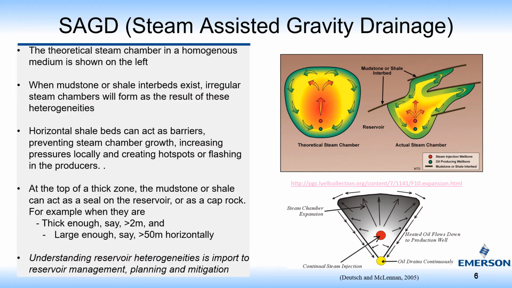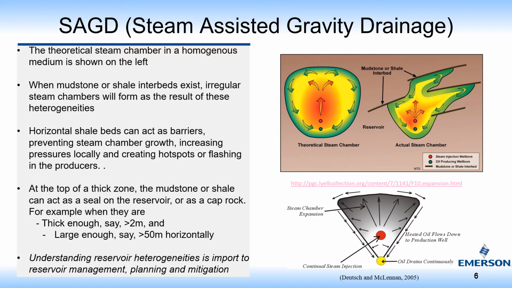Okay, so SAGD is steam-assisted gravity drainage. This may be a review for some people, but I want to point out some issues and how we're going to evaluate this. We have our theoretical steam chamber shown here in a homogeneous setting. That's how the theory's been set up. And there's a producer and injector. The injection pushes the steam up, mobilizes the oil, basically melts it, and by gravity, draws down to the producer.